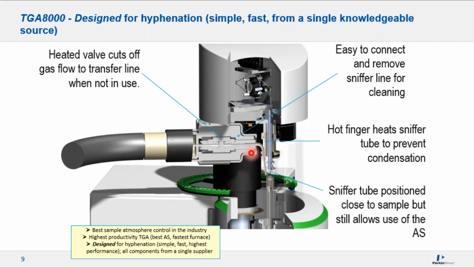The sniffer tube is heated. This helps prevent condensation. It can easily be removed and cleaned. And there's a valve on the hyphenation line that you can turn on and off easily, depending on whether you want to do a traditional TGA experiment versus a hyphenation experiment.